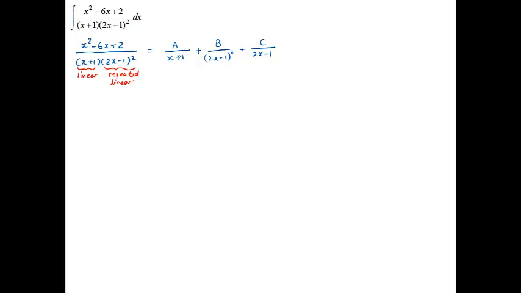Now for linear denominator, I can use cover-up rule to find A. As for repeated linear, you can use cover-up rule for the original form of the repeated linear. This is the repeat of this, so we cannot use cover-up rule to find C. So let's use cover-up rule to find A.